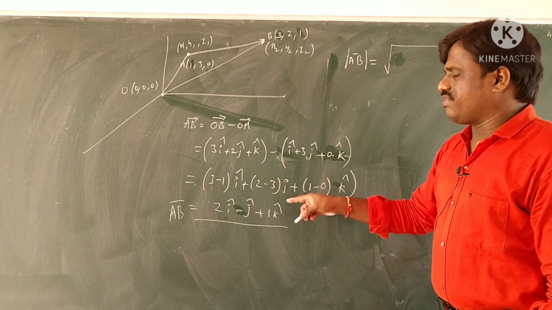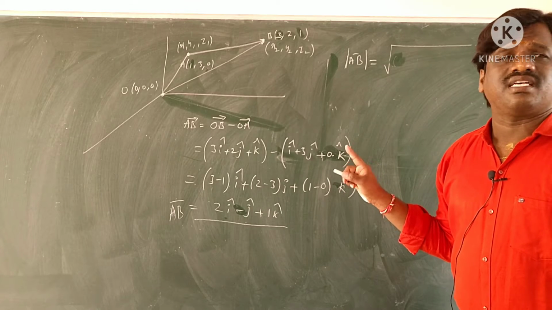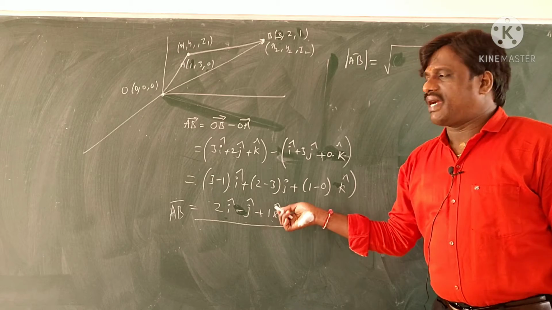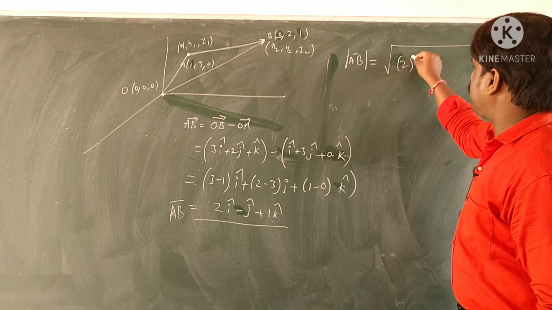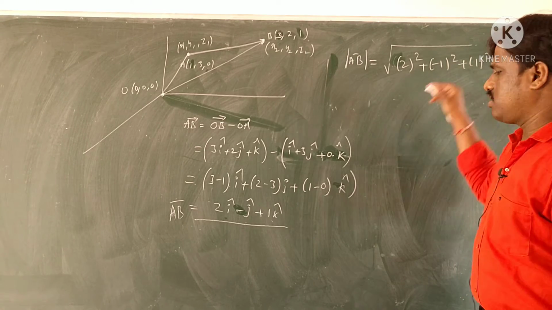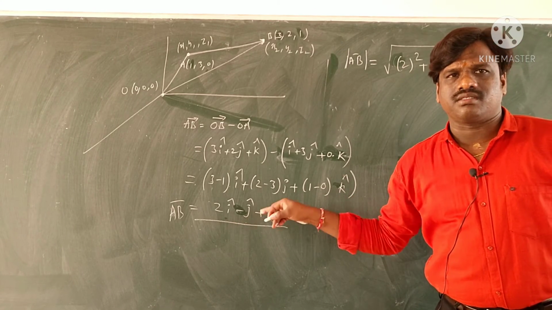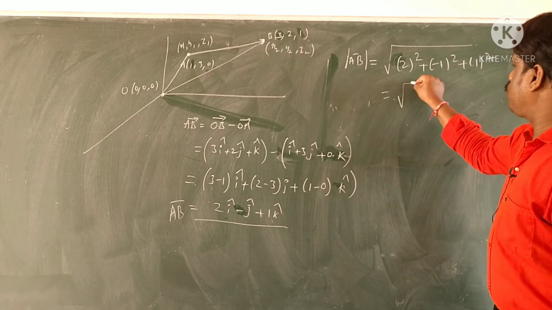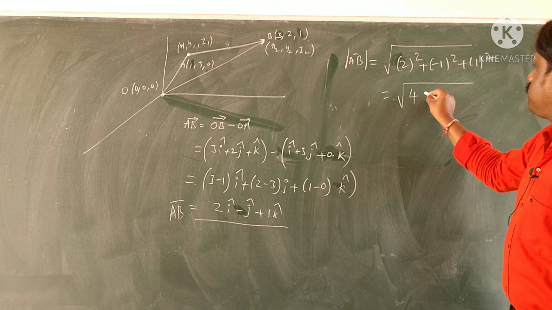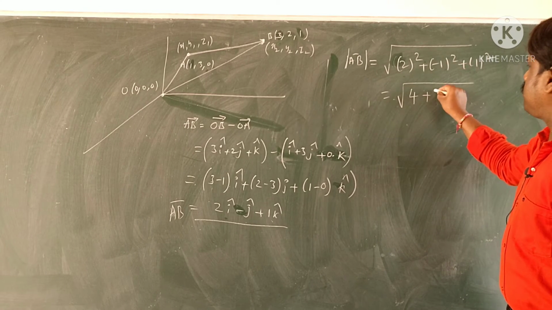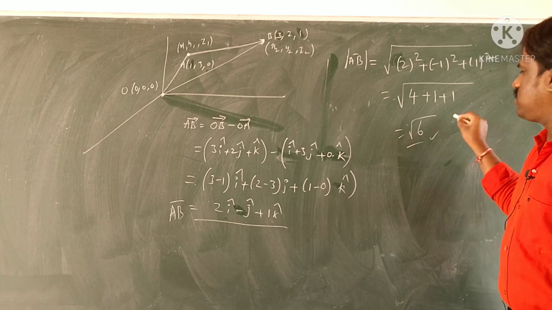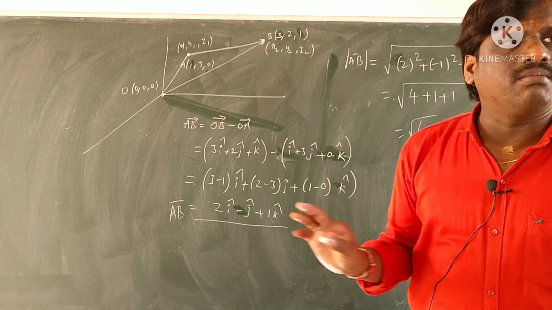The magnitude of AB is the square root of x square plus y square plus z square. The AB vector is this, so the magnitude will be the square root of 2 square plus (minus 1) square plus 1 square. 2 square is 4, plus (minus 1) square is 1, plus 1 square is 1. So the square root of 6 is the answer. So the magnitude of AB is this.